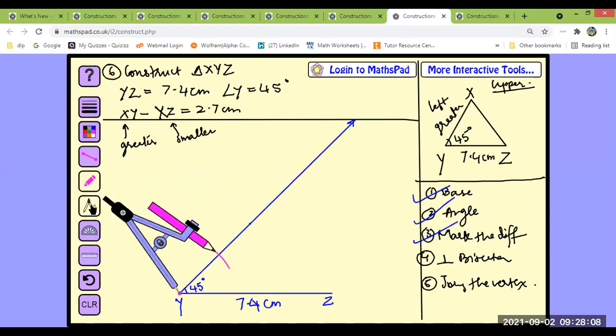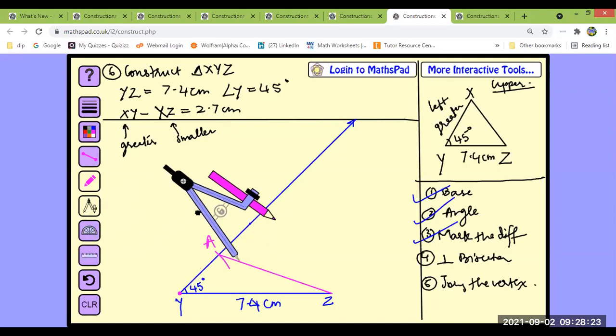Okay, what is the next step? We have to join this point to the other end and bisect it. So maybe we can label this as A. This is not X, this is point A. And now we have to bisect it. So bisect AZ. Okay, taking more than half distance like this.